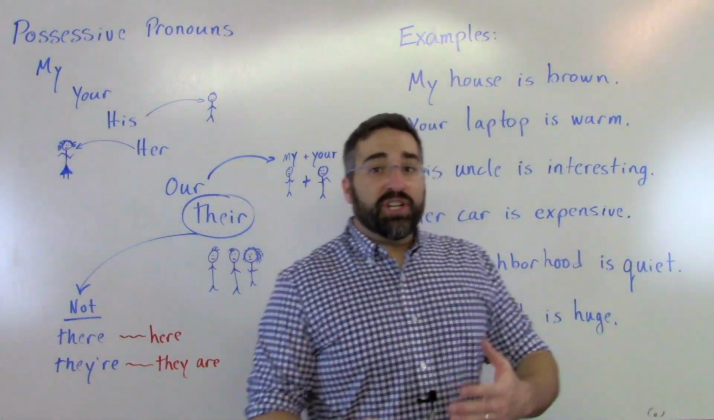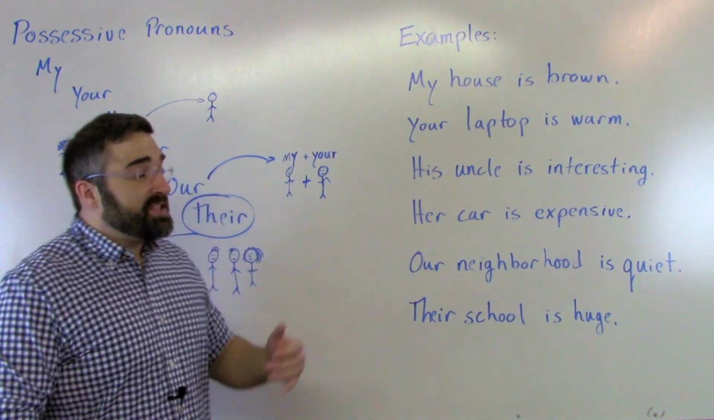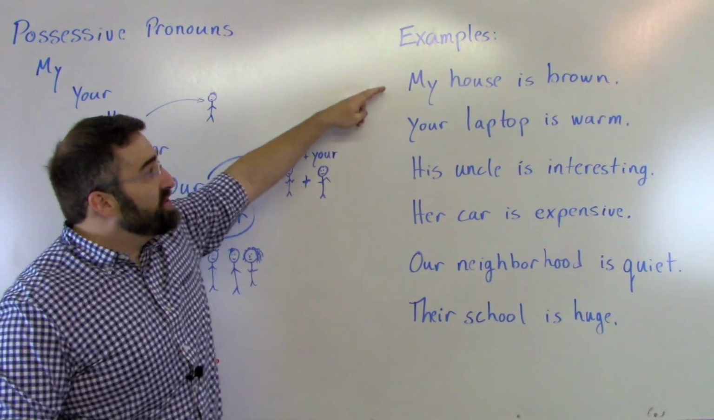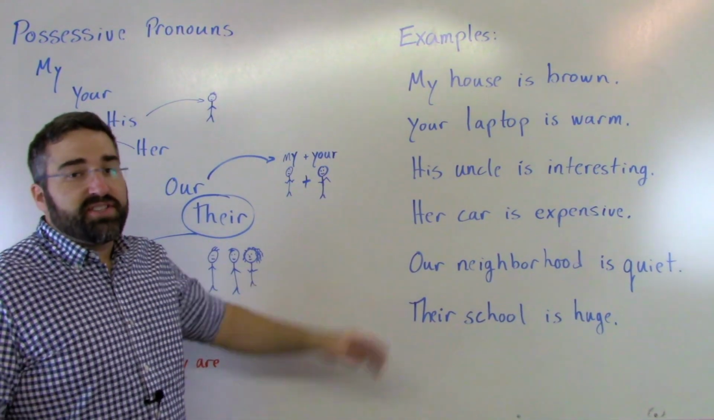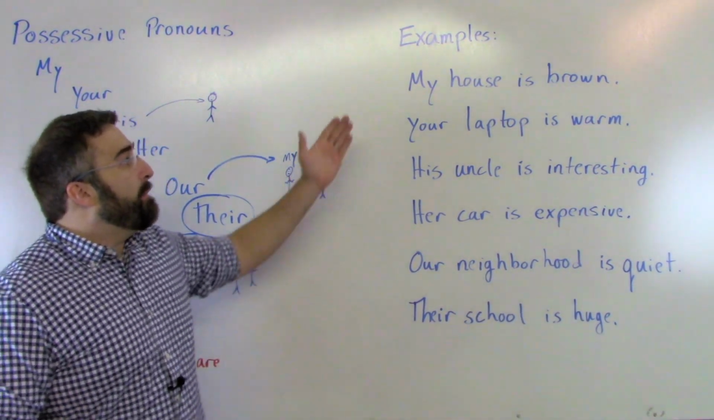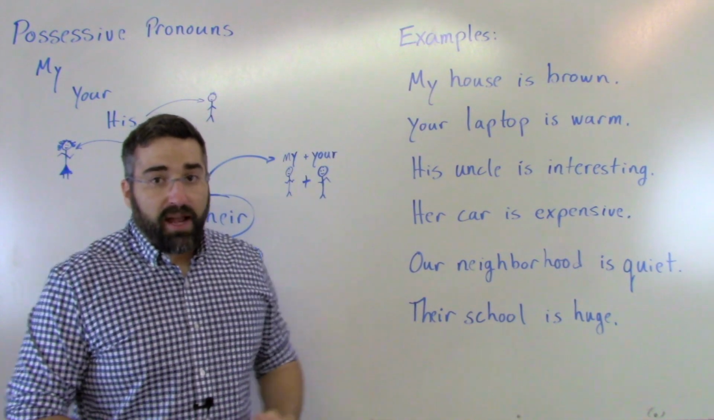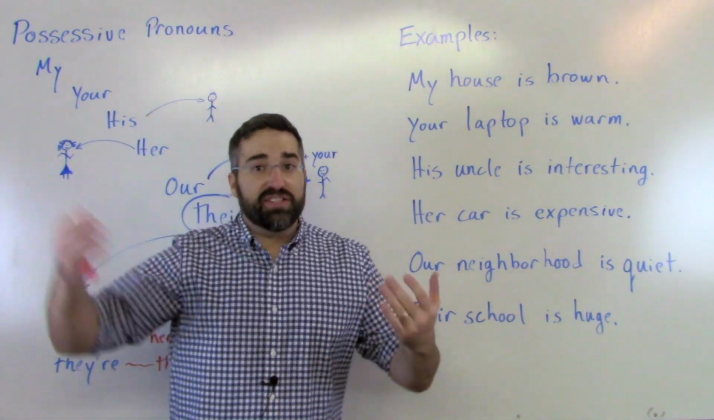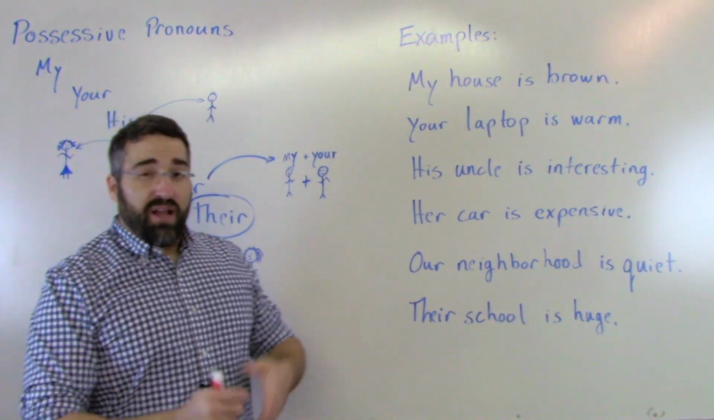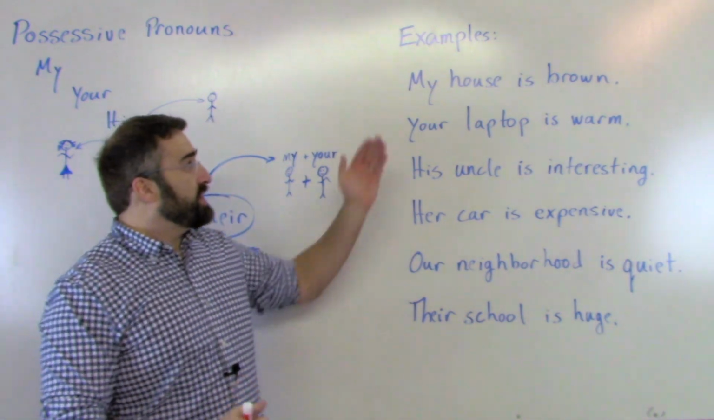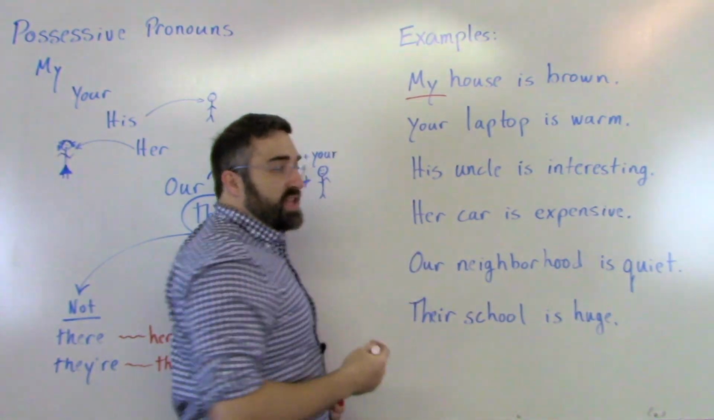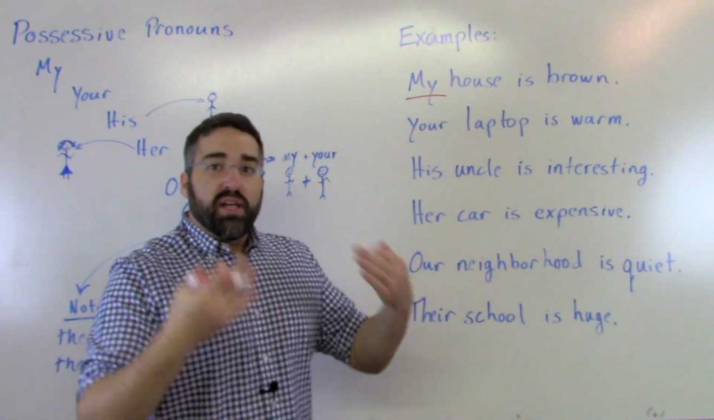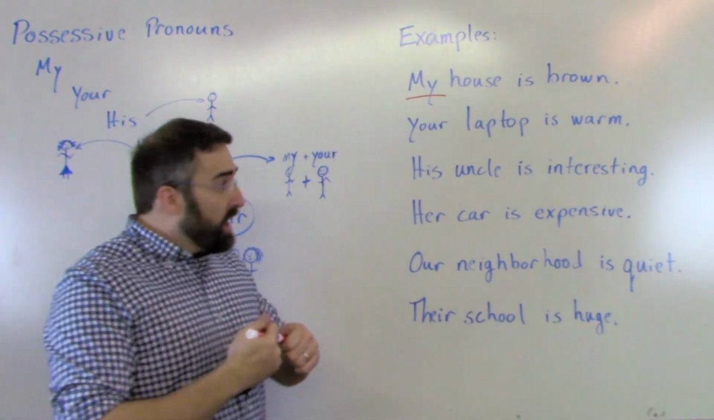So let's look at some examples. Let's look at some examples with using these pronouns. I put them all right here for you so you can see all of these pronouns. My house is brown. True story, right? My house is a dark brown. That way it looks good in the forest. So my house, right? We know whose house it is. Who does it belong to? It belongs to me, correct?